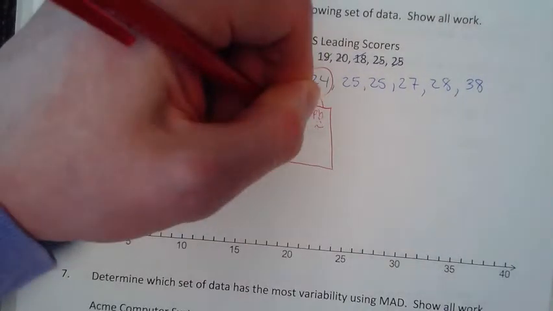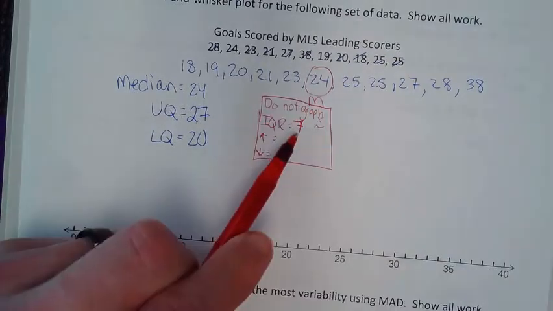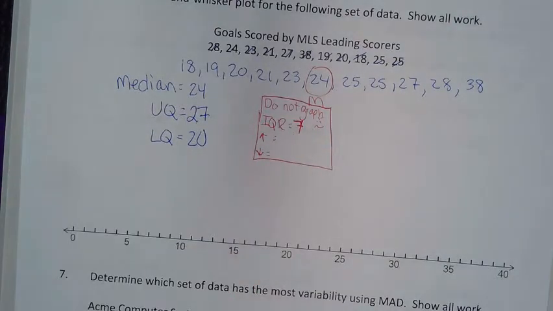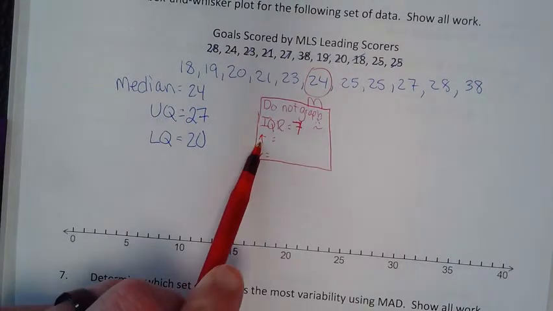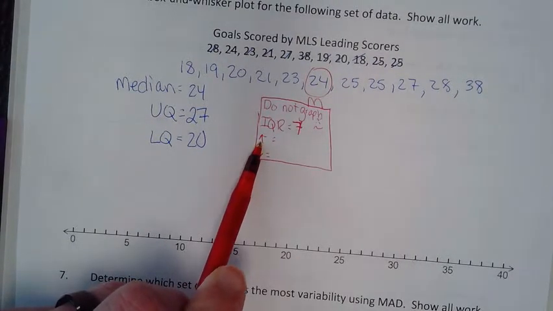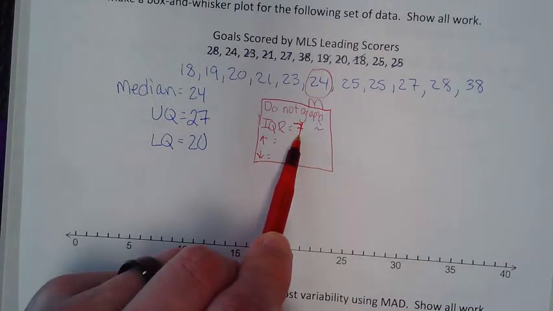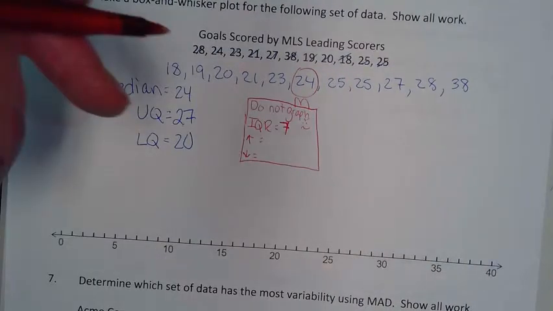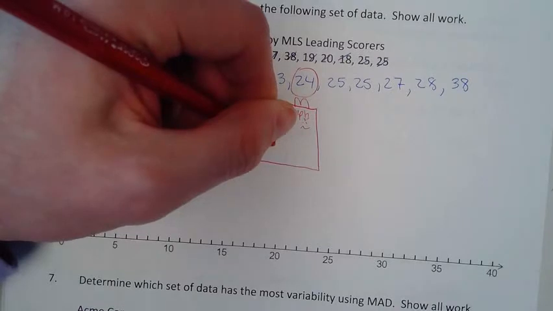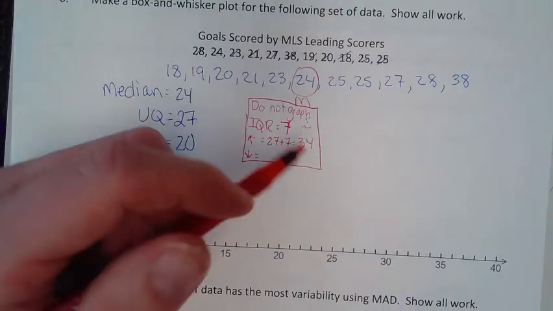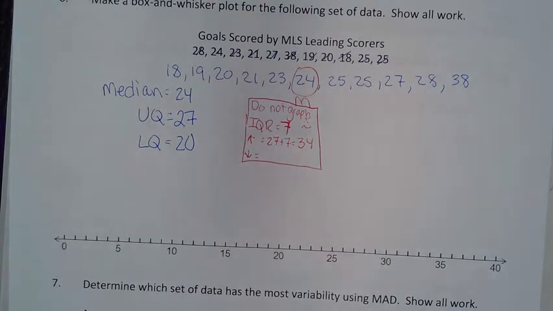Now this IQR is going to help us find our limits. So if we're going up, how do we go up? By adding or subtracting? Shout it out. Adding. So we're going to add our IQR to our upper quartile. So when we do 27 plus 7, we get 34. That means any number bigger than 34 is an outlier. Do we have any outliers on the upper end? What is it? 38. 38 is our outlier.